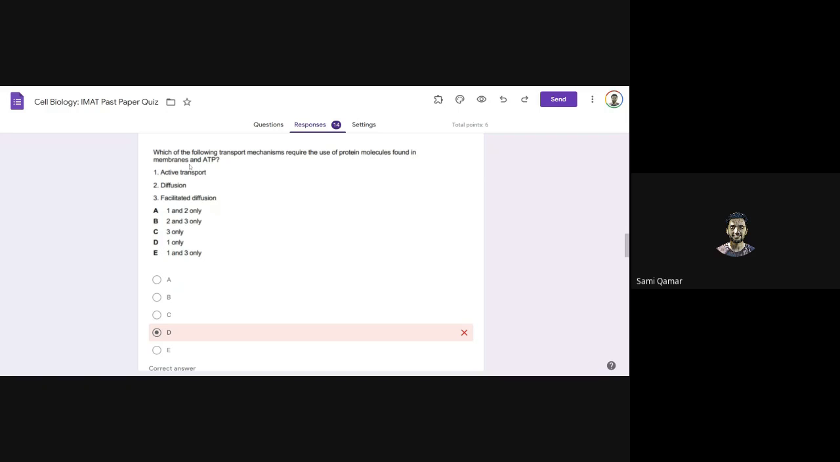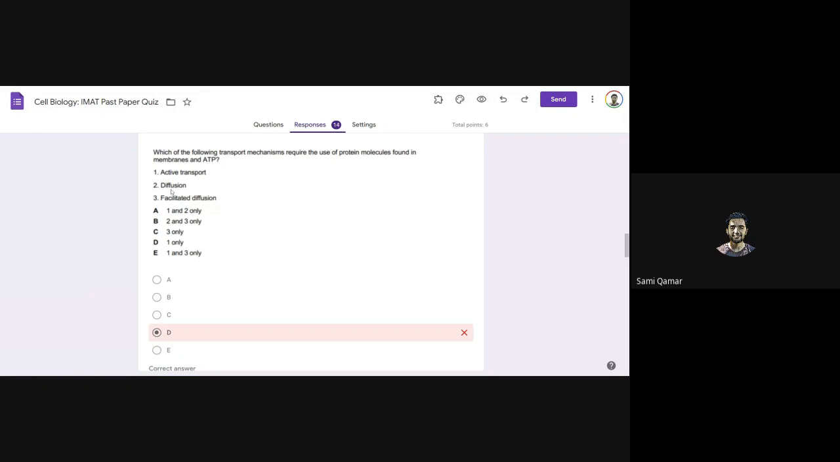Understand the question first of all. Which of the following transport mechanisms requires the use of protein molecules found in the membrane and ATP? I told you about passive diffusion: it is just diffusion, moving from higher potential to lower potential. It does not require protein. But if you are saying protein is required, let's talk about active transport, diffusion, facilitated diffusion.